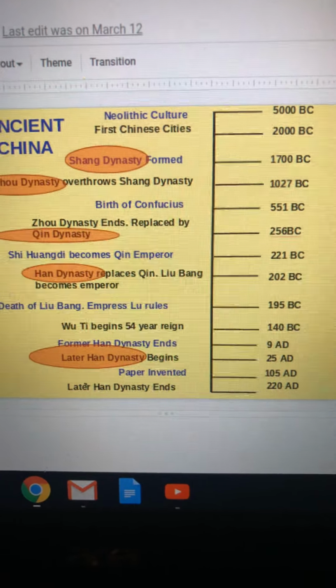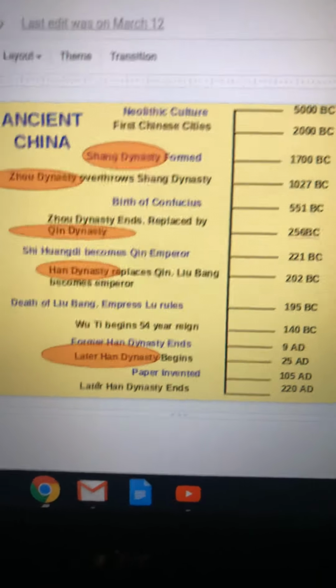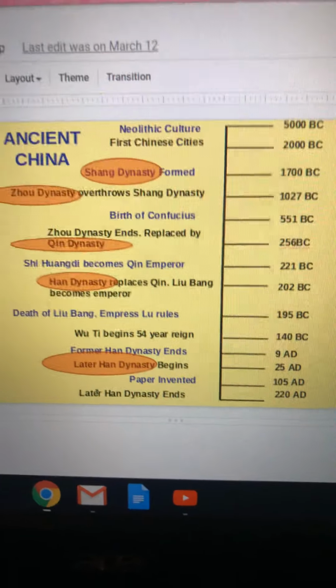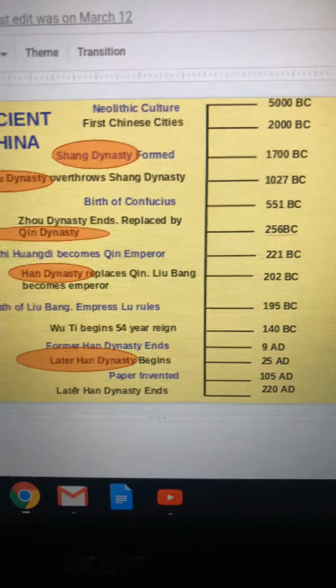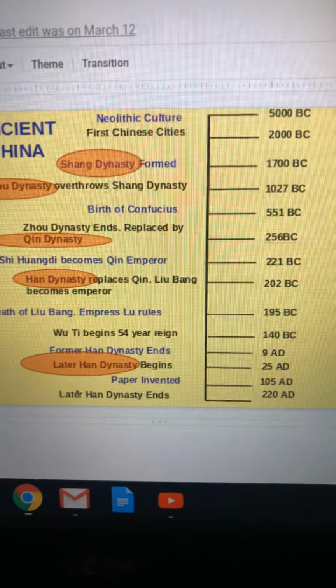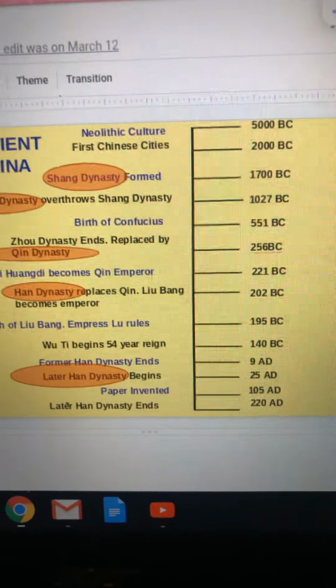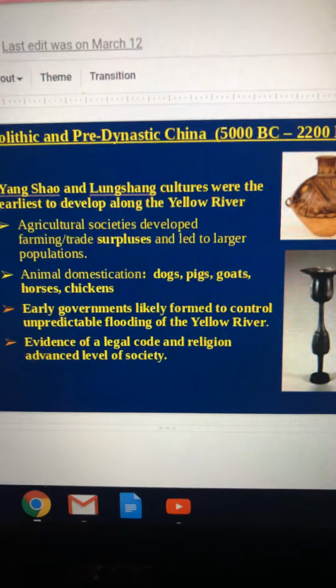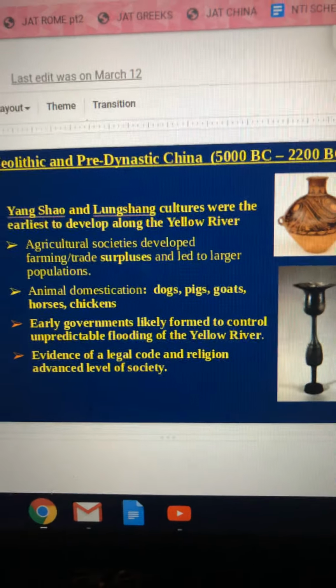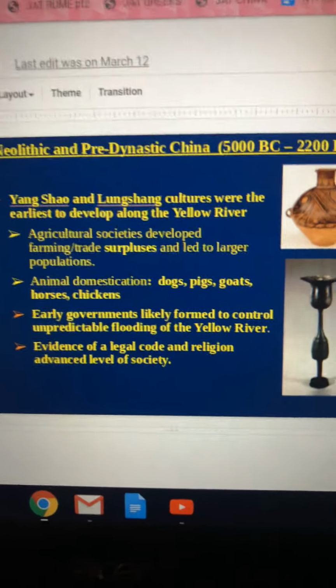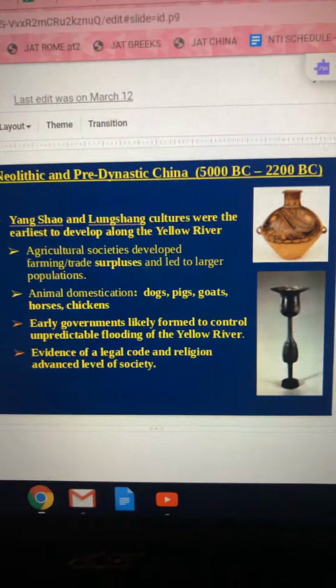Okay, and what these dynasties are, like I said, lines of rulers from the same family. They're going to come in and they're going to rule China. But before we talk about those, we're going to talk about what life was like before these dynasties came into play. And we're going to talk about the pre-dynastic China from 5000 BC to 2200 BC.